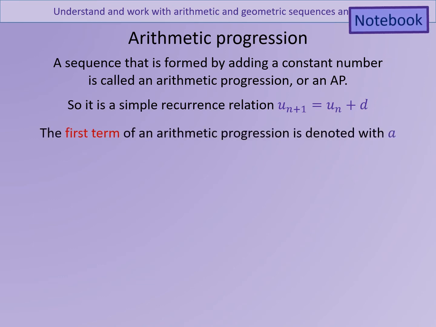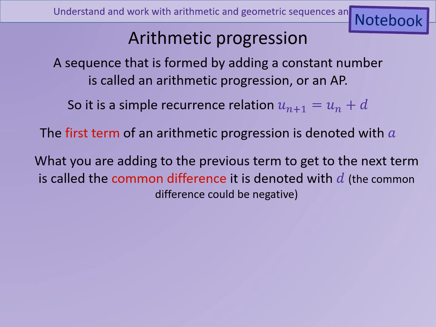We use the letter a to denote the first term when we are considering this algebraically, and we use the letter d for the common difference. If d is negative, this means that the sequence will be decreasing. If d is positive, it means the sequence will be increasing.